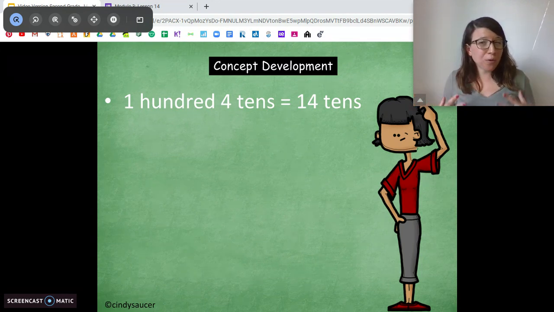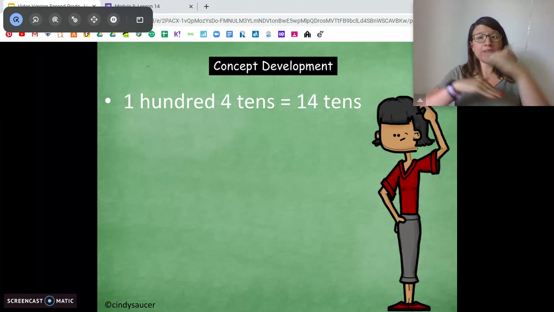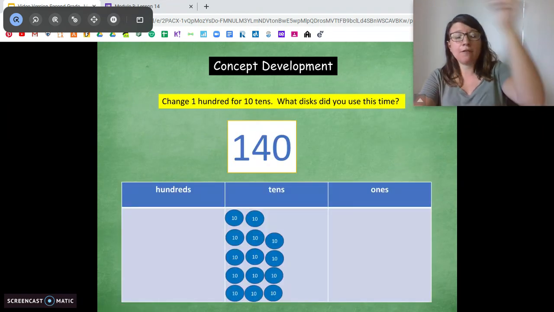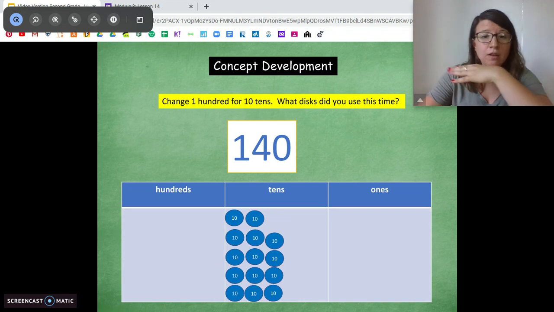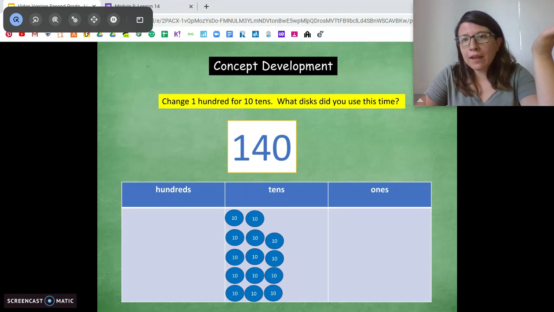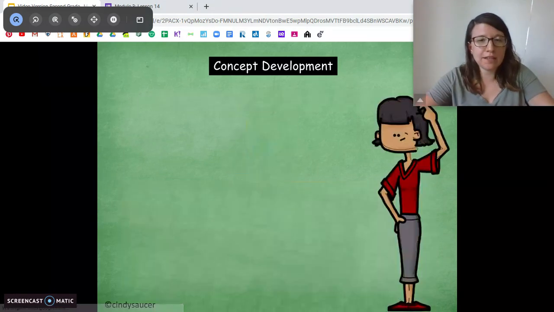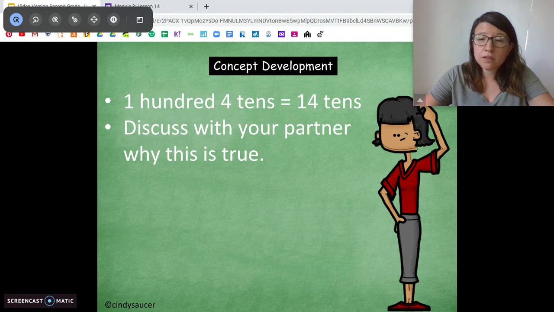So 10 and 4 tens we can say equals 14 tens because we just exchanged one of those 100s for 10 tens. We just moved it over, which I don't love to do, but we can say that 10 and 4 tens is equal to 14 tens. We just proved that on our boards, right?